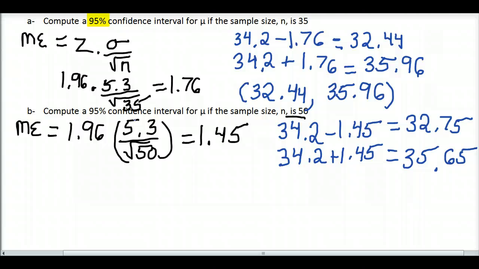Now remember, this formula is only good if we know our data is normally distributed, or if the sample size is over 30. So if we want to use this particular formula with the z values for confidence, we have to either know our distribution is normal, or have a sample size greater than 30.